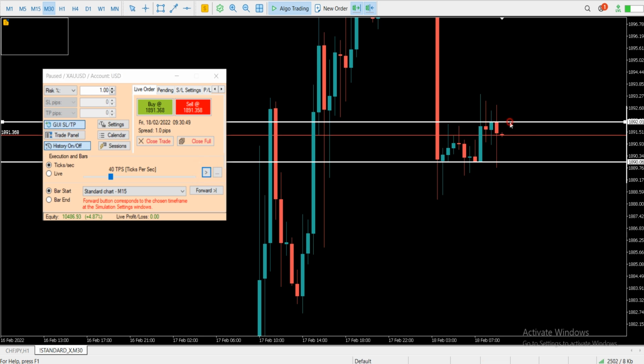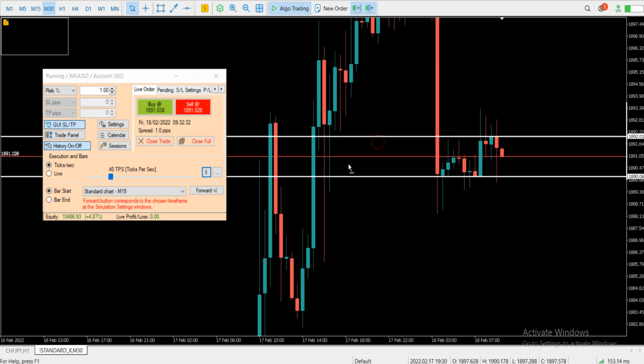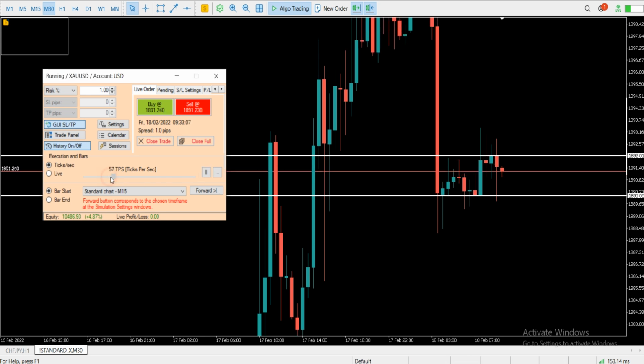This is the new resistance formed. Now I need a candle closure above this resistance, and then I can take a buy. Speed it up. 5 minutes have just passed.